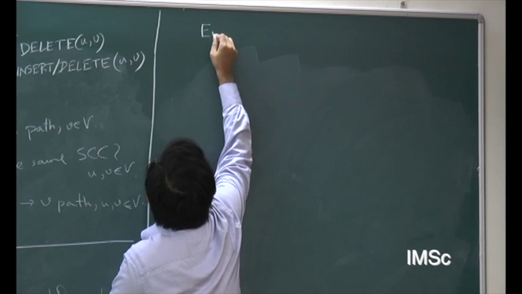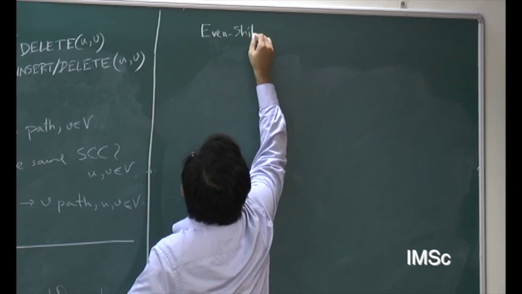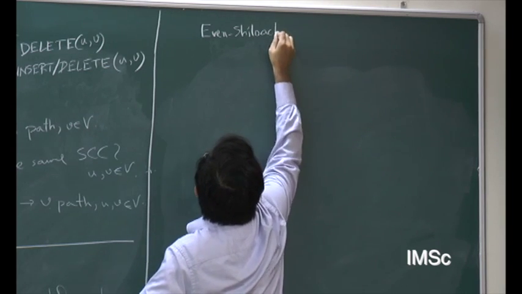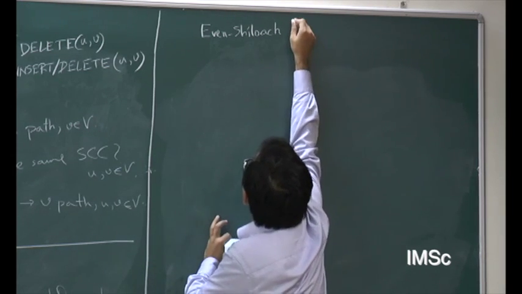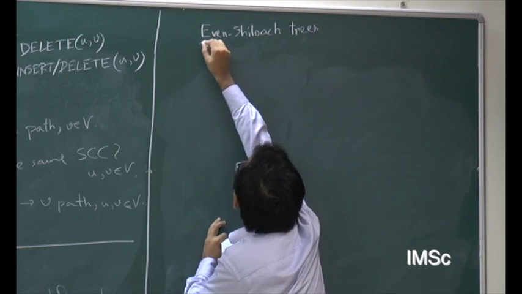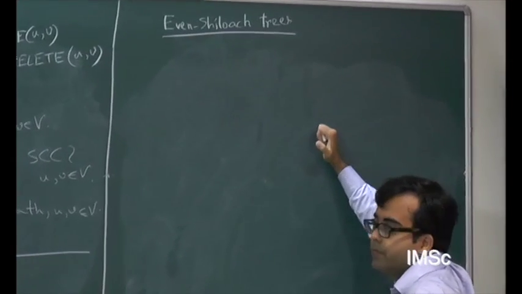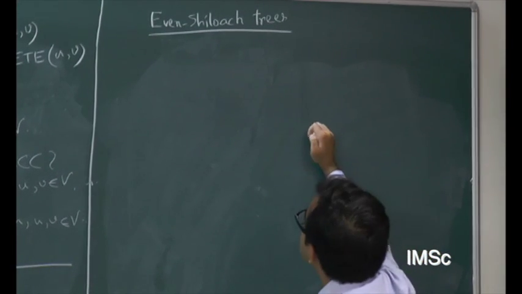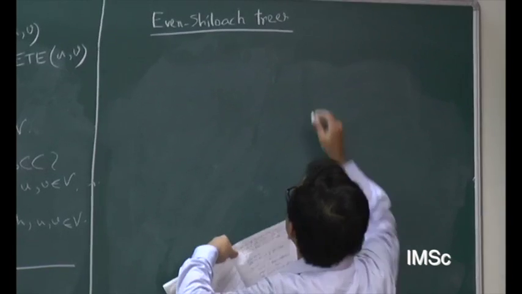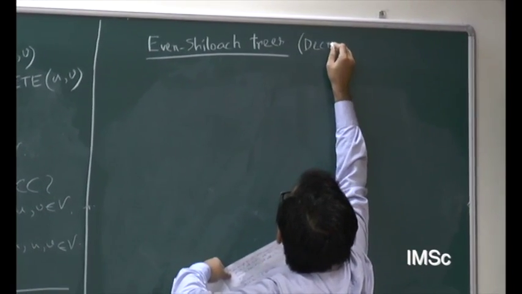So, this data structure itself is called Even-Shiloach trees, and it's used in many different dynamic problems. It's a very primitive data structure. And basically what it is doing is decremental breadth first search.